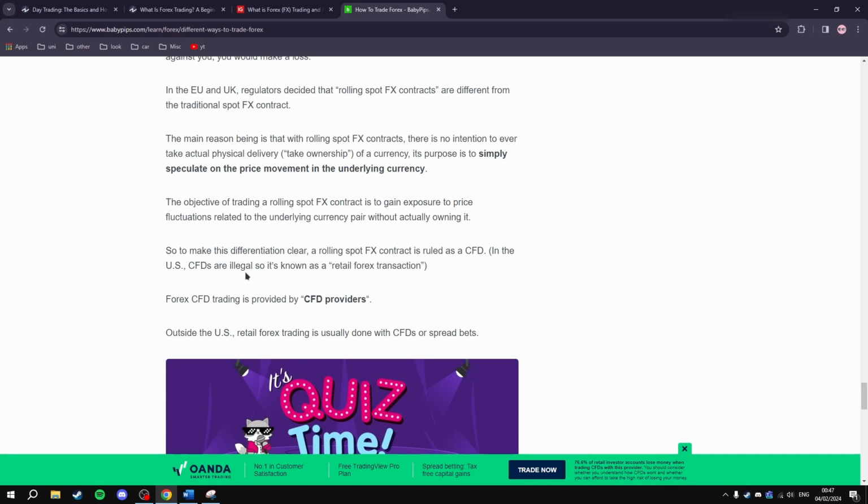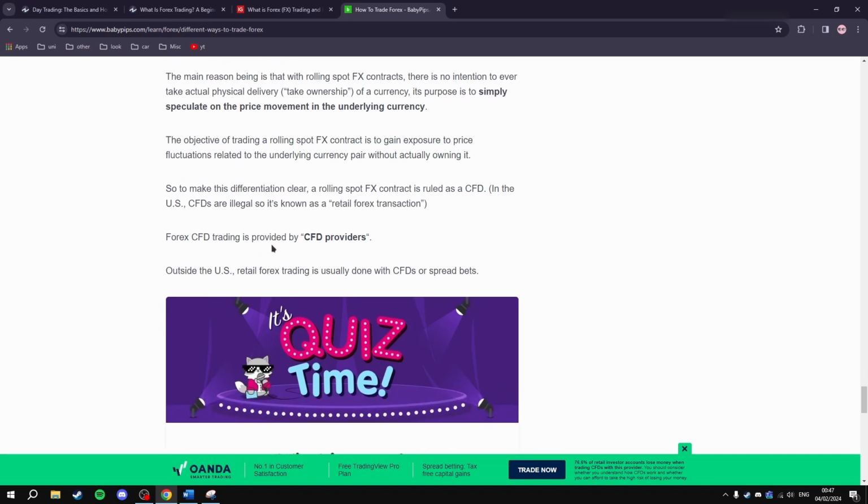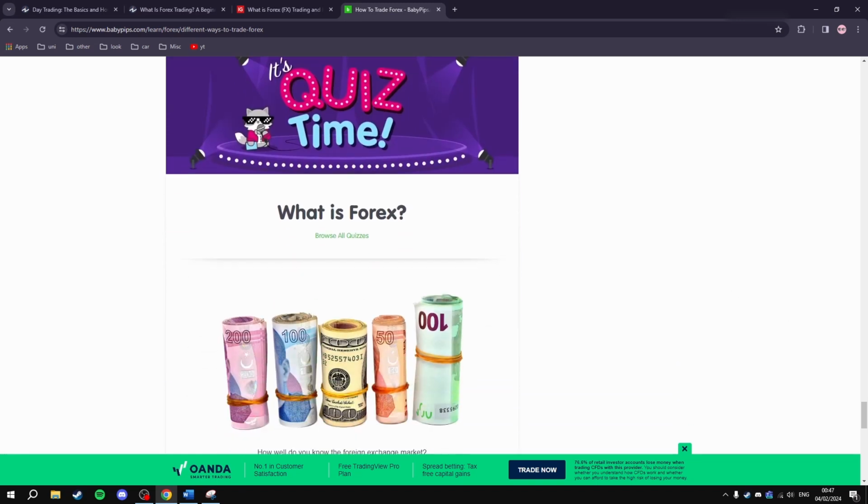In the US, CFDs are not legal, so it's known as a retail Forex transaction. Forex CFD trading is provided by CFD providers. Outside the US, retail forex trading is usually done with CFDs or spread bets.